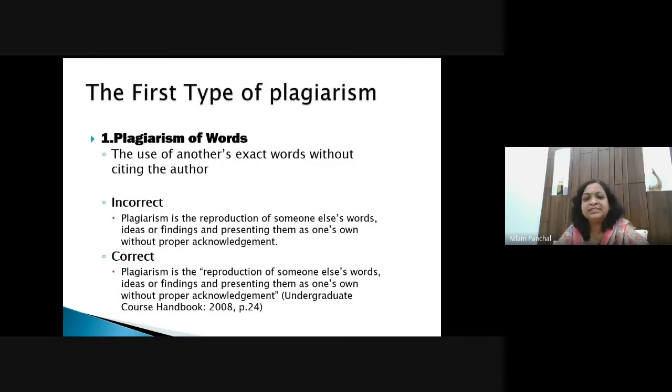Now, these are certain types of plagiarism. The first type is plagiarism of words, that is, using another's exact words without citing the paper, right, or without citing the author. So, what is not correct? Plagiarism is the reproduction of someone else's words, ideas, findings, and presenting them as one's own without proper acknowledgement. What is correct? It is a reproduction. Just try to see the way in which it is written, right? Here you have put inverted commas and into brackets you have cited. If you do the citation, then it is fine.